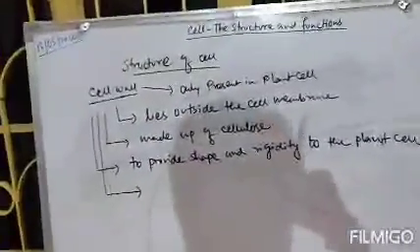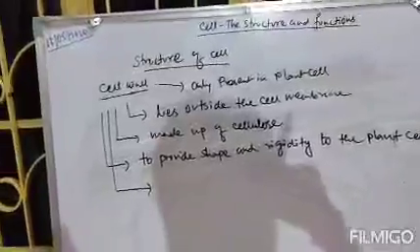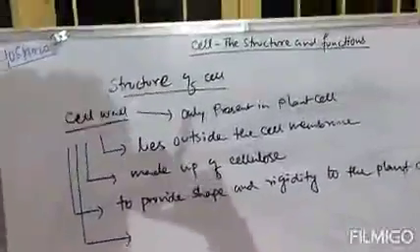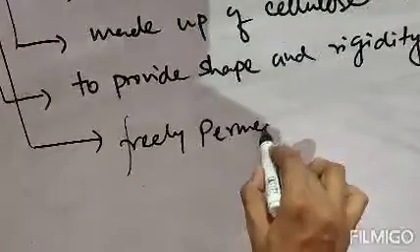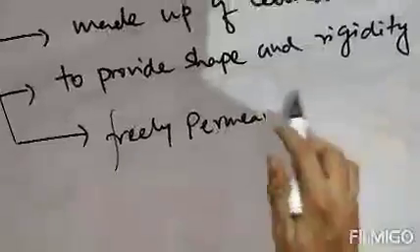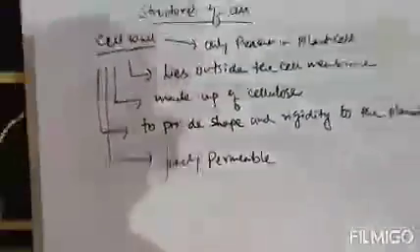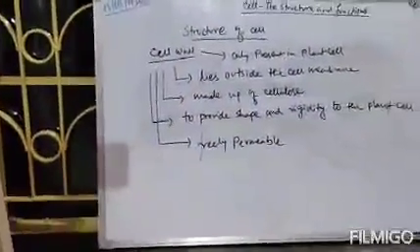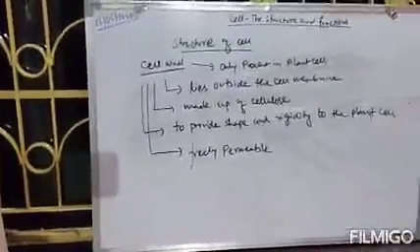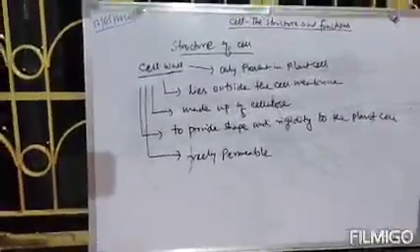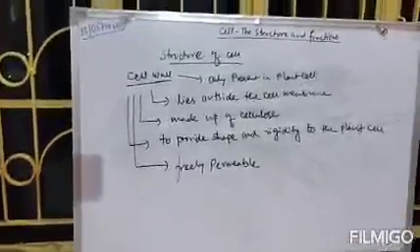That's why cell wall is called freely permeable, whereas the cell membrane is selectively permeable, because the cell membrane selects those substances, and in case of cell wall it will not select. It will allow all the substances to pass through it. Clear? So this is actually our cell wall.